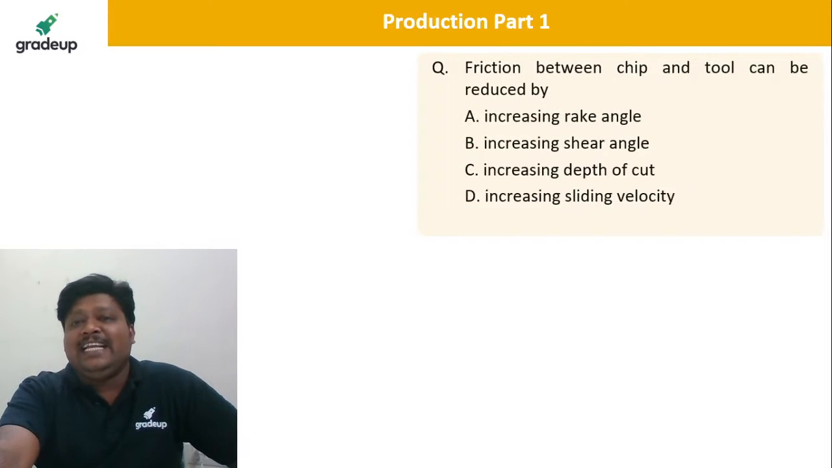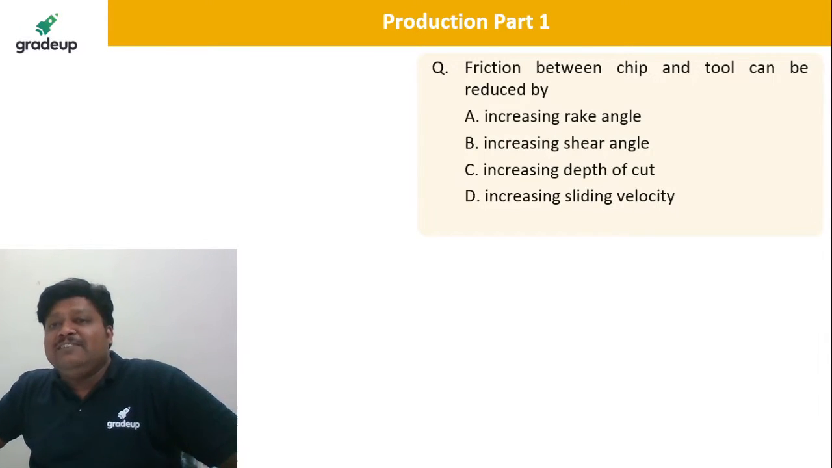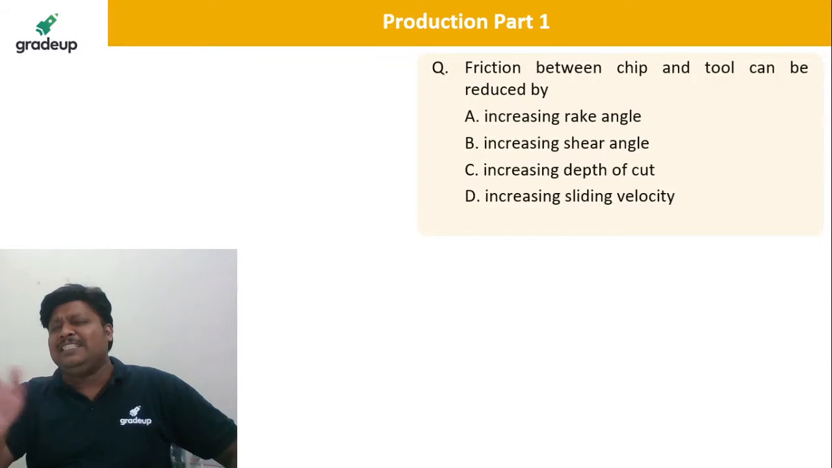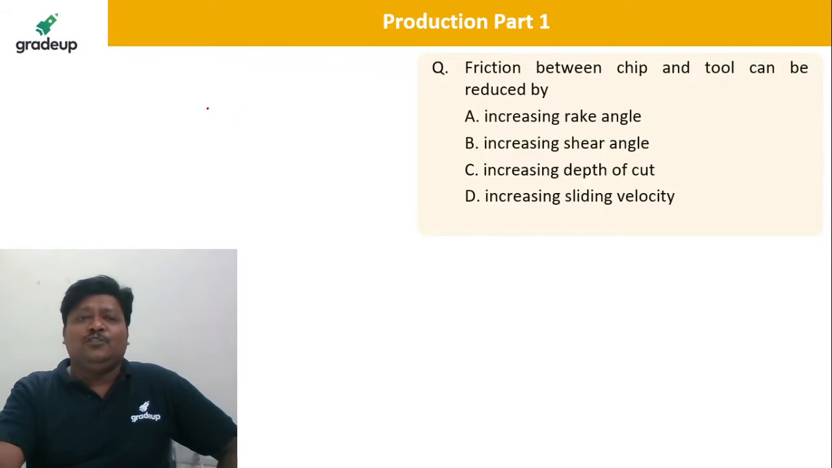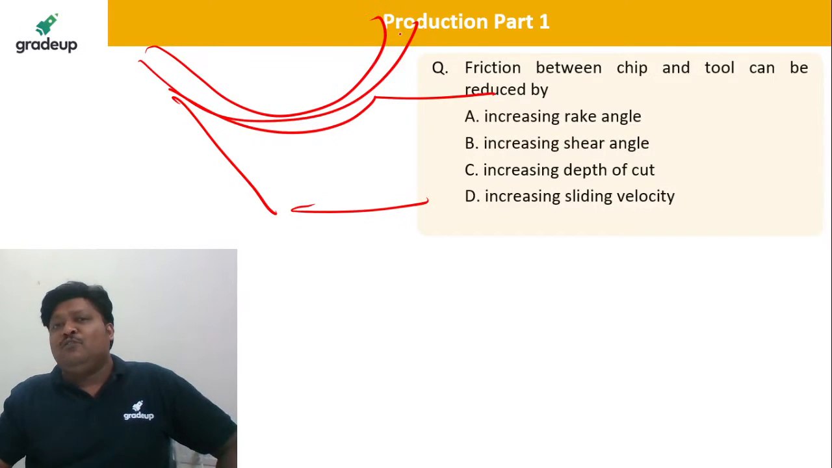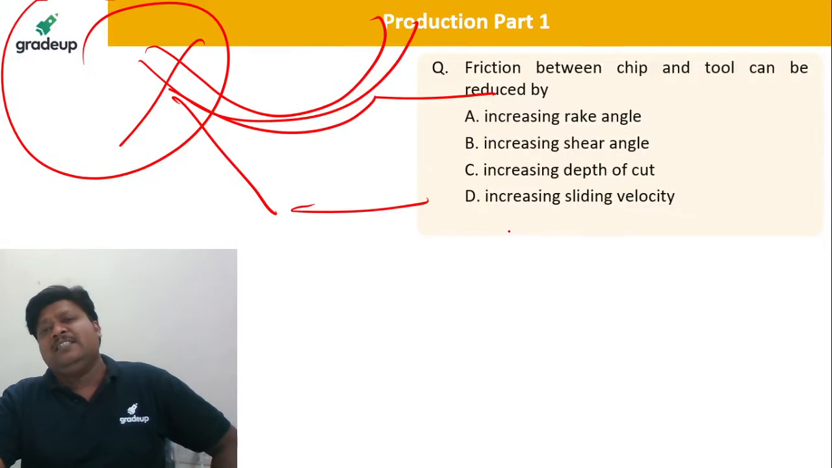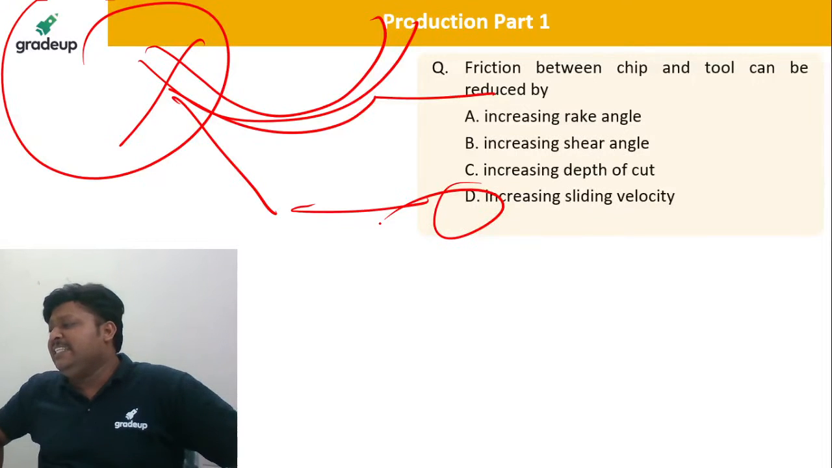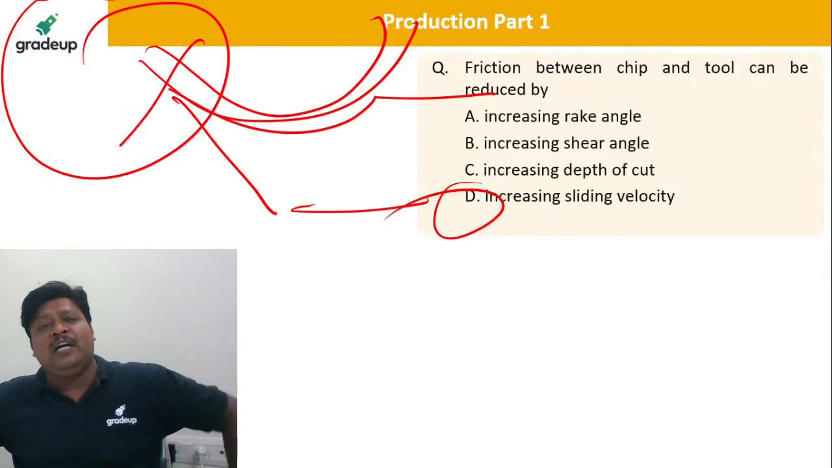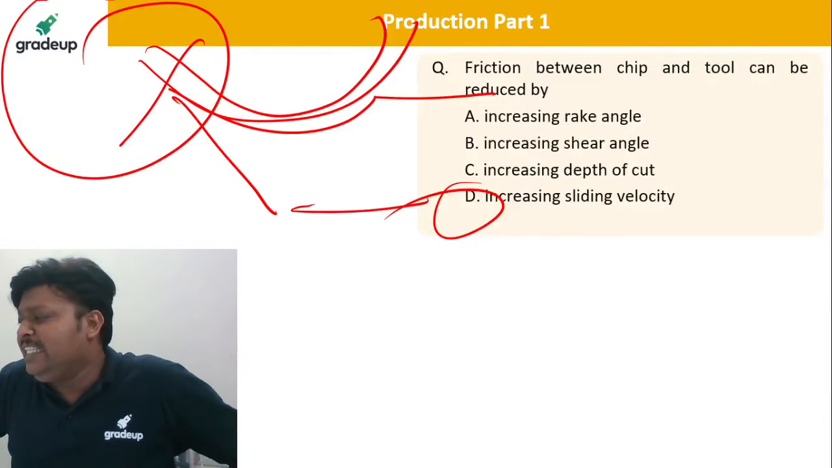Next, tell me the answer for this. The friction between chip and tool can be reduced by what? There is a tool rake face over which the chip is sliding and moving. If you want to slide it very fast, definitely go with higher cutting speeds. Increase the sliding velocity. The chip moves away from the metal cutting zone very fast, so the friction cannot do anything there.